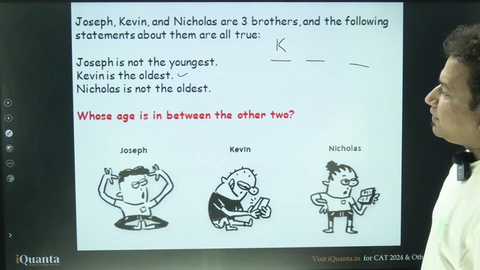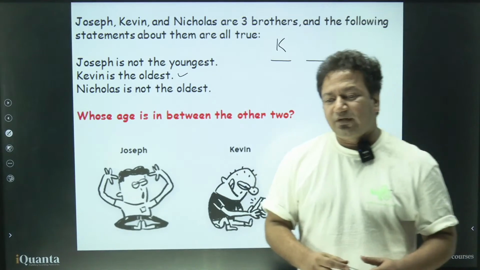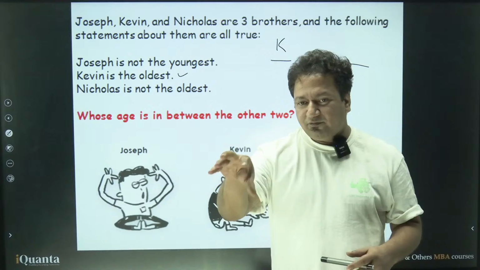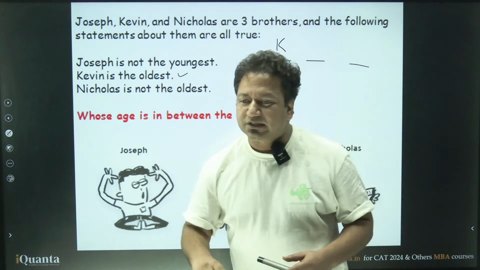So, whenever we have a lot of statements in a logical reasoning puzzle, we start with the statement which is fixed, which will give you the fixed position of at least one person.